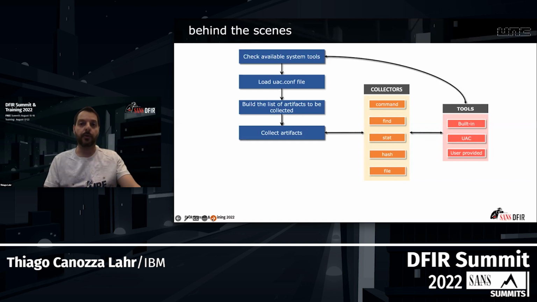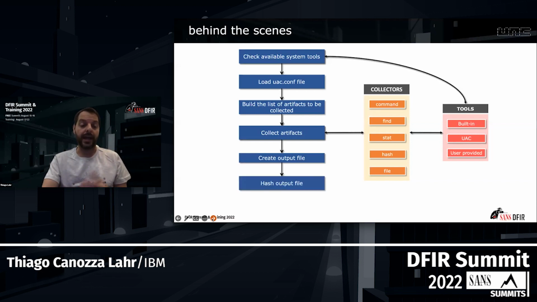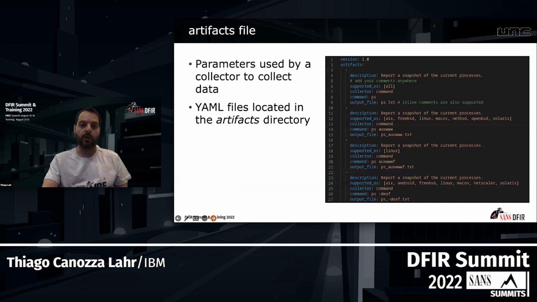For more information about the collectors and what options you have, I invite you to visit the project's documentation page. And then after the collection, UAC will create an output file, hash that output file, and create an acquisition log for you.